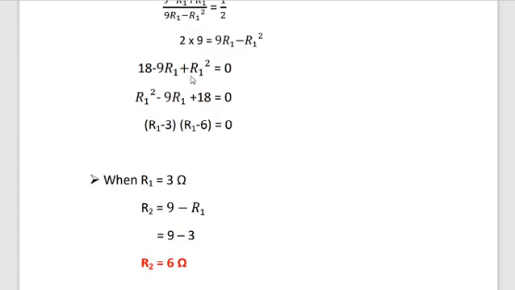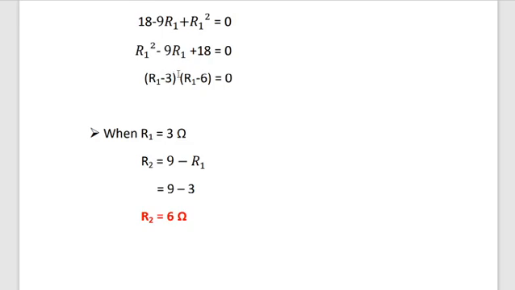So we can rearrange the equation: R1 squared minus 9 R1 plus 18 is equal to 0. This is the factorization method. We can get R1 minus 3, R1 minus 6. When we multiply, 18 comes. We take the two numbers 3 and 6: minus 3 into minus 6 means plus 18. So R1 minus 3, R1 minus 6.